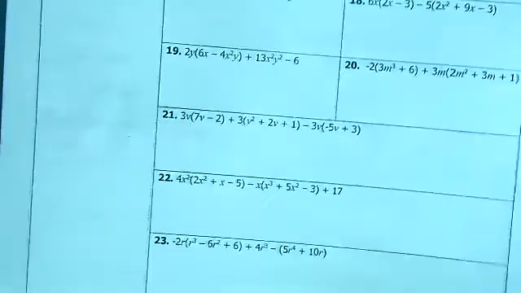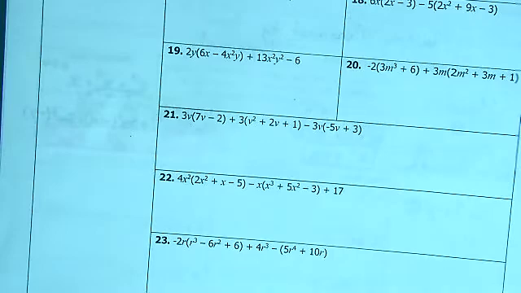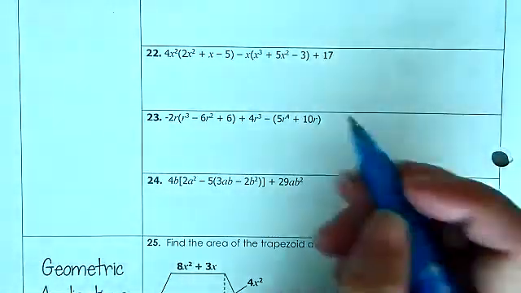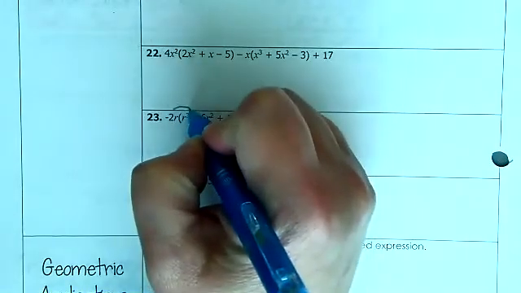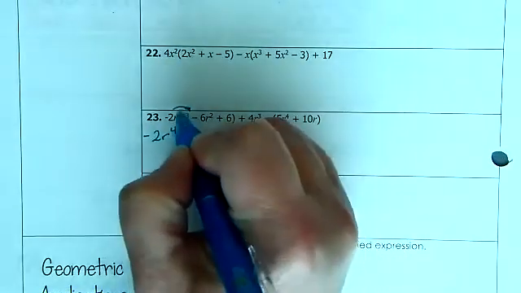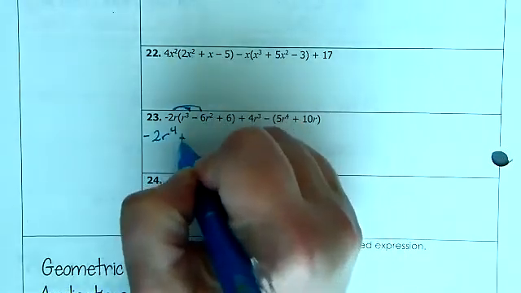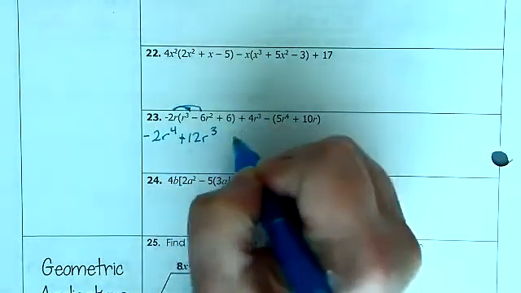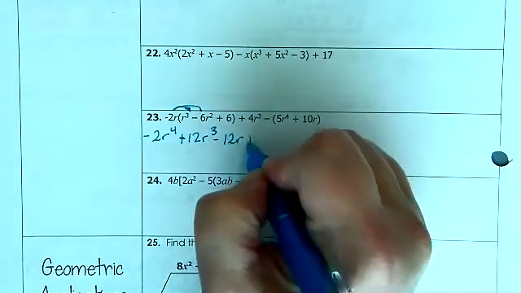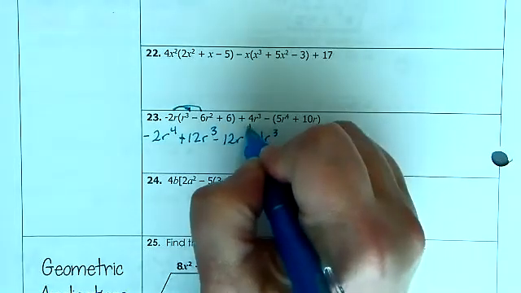Okay, next page. So we're going to jump down to number 23 real quick. Okay, so we're distributing. So I distribute the negative 2r. So I have negative 2r to the fourth minus, actually that's going to become a plus 12r to the third minus 12r. Then we have plus 4r to the third, because I just bring that down.